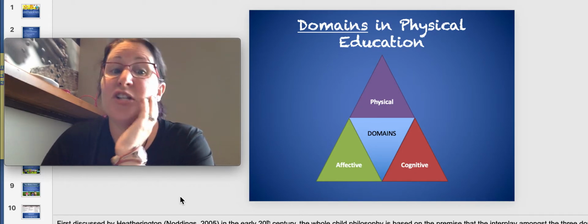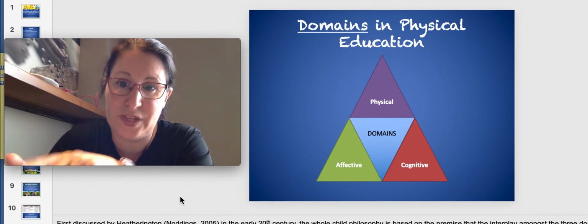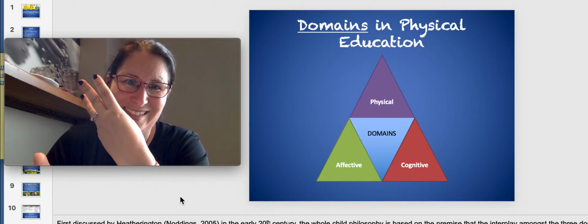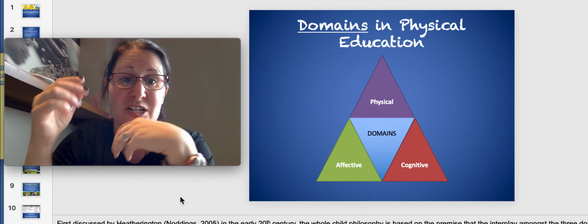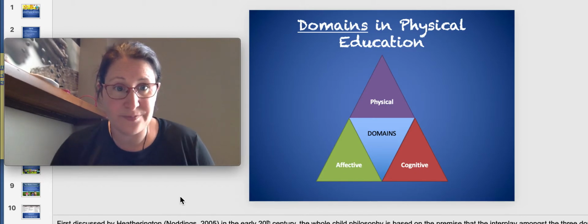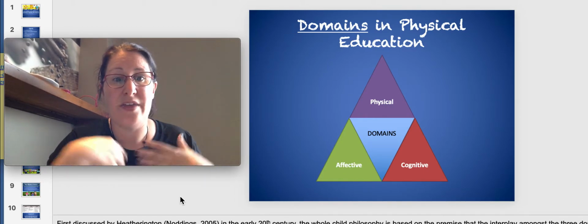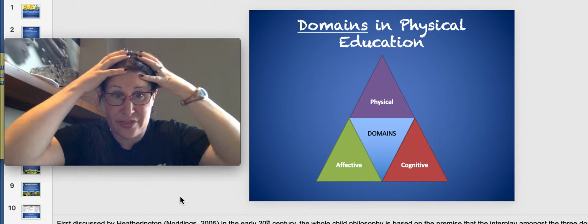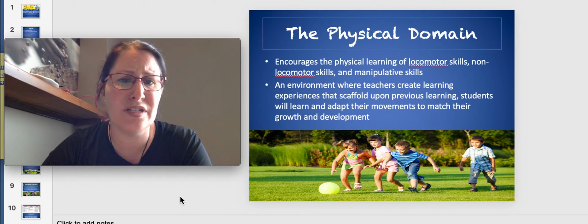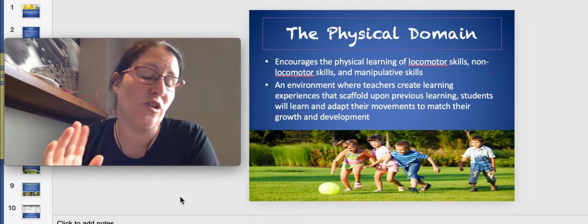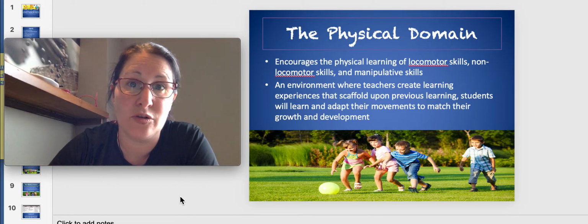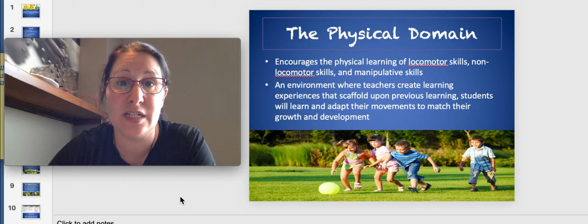Domains in physical education. So according to this theory, there are 3 domains in physical education. So the physical, that's the body. The affective, that's like the heart and the spirit. And then the cognitive, which is like the brain thinking. So this is a physical domain where you're learning your locomotor skills, your non-locomotor skills, your stability skills.